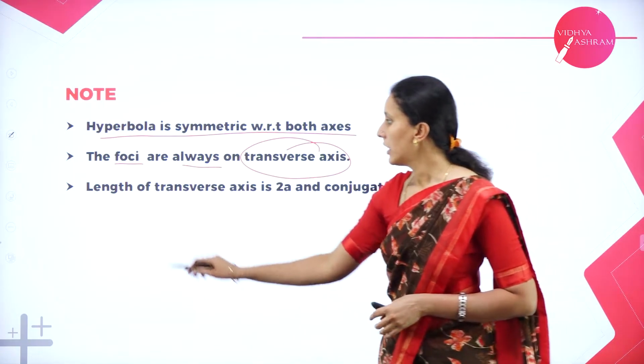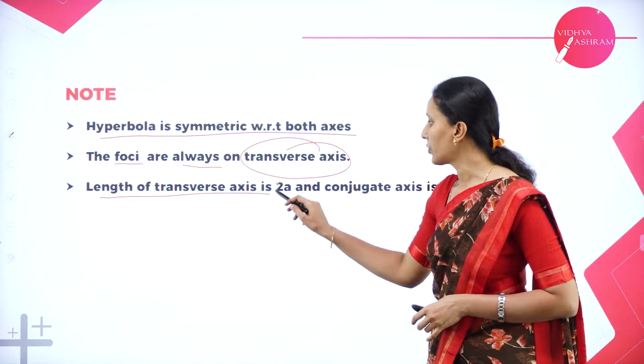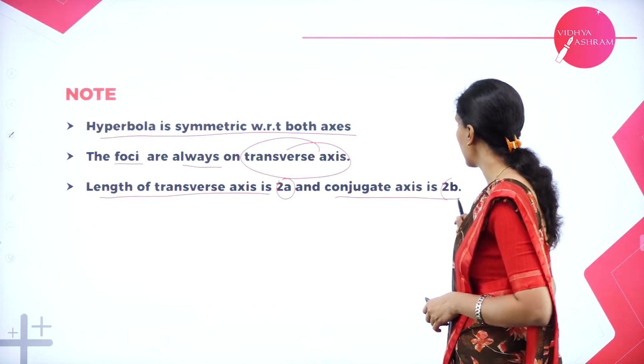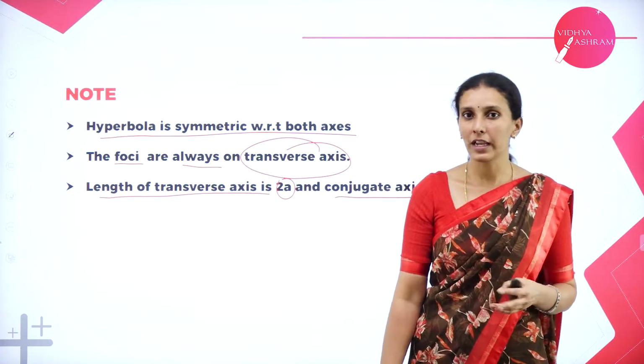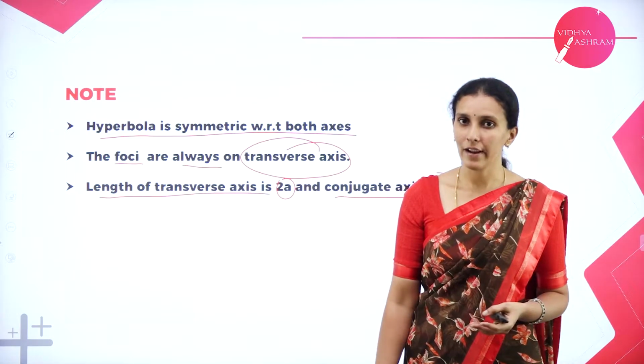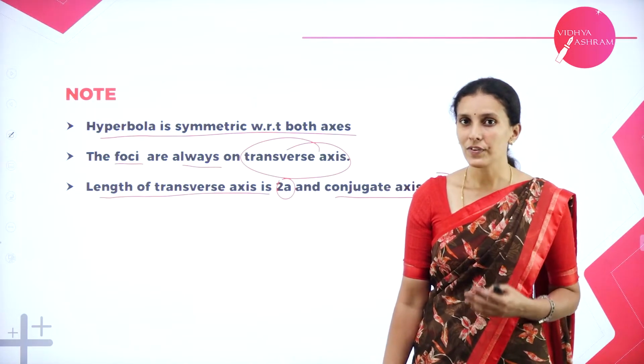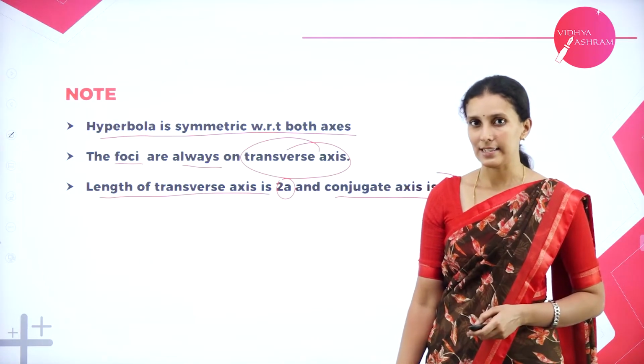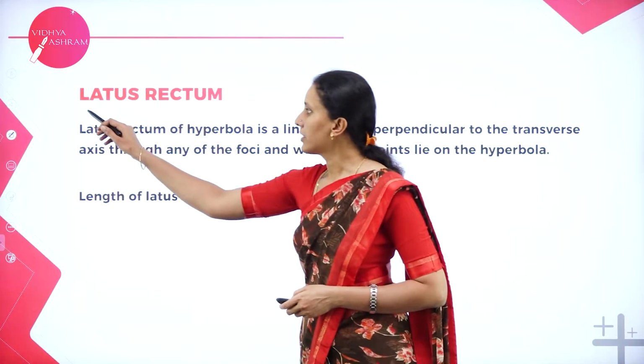Again, we have here the length of transverse axis is 2a and conjugate axis is 2b. Whereas in the case of ellipse, we take it as major axis and minor axis. Here we take it as transverse axis and conjugate axis. Next we have latus rectum.